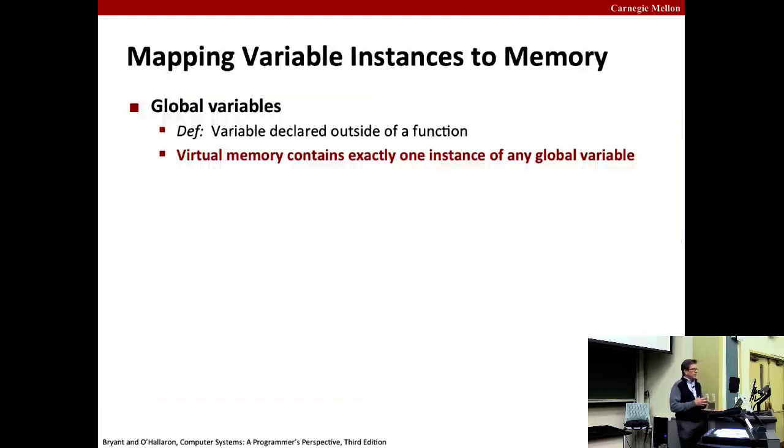Okay, so the second question then is, how do we map variable instances to memory? We looked at this when we studied linking, but let's review it quickly to make sure it's clear. Global variables are variables that are referenced outside of a function. And in virtual memory, the linker, when it does symbol resolution, makes sure that there's exactly one instance of every global variable.